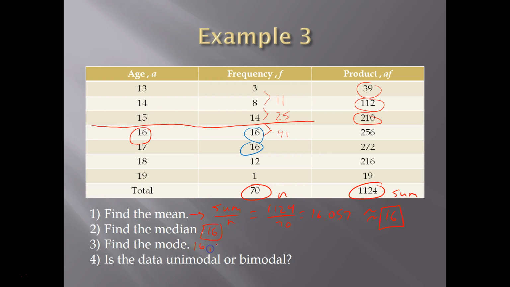In this case, the 16-year-olds and the 17-year-olds show up an equal number of times. There's an equal frequency. There are 16 of each age group. So the mode is actually 16 and 17, meaning it is bimodal, and there are 2 modes.